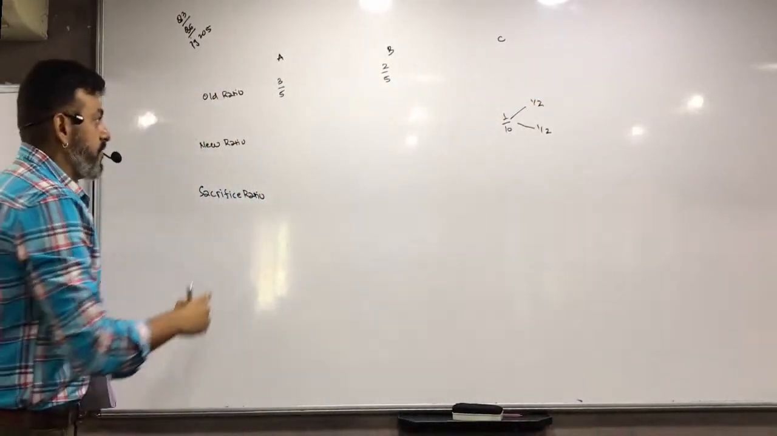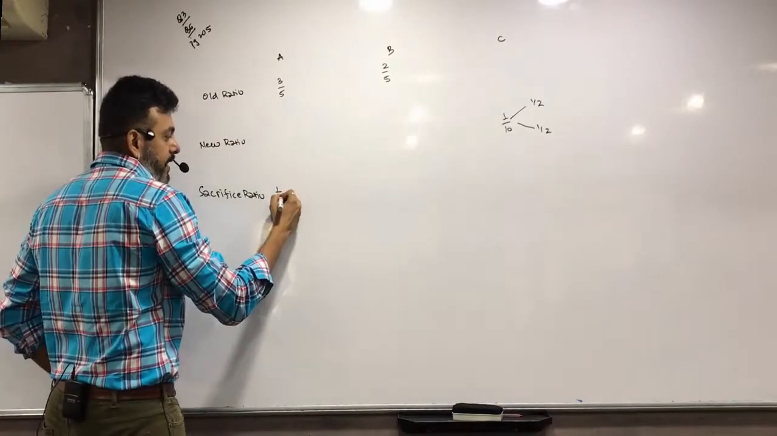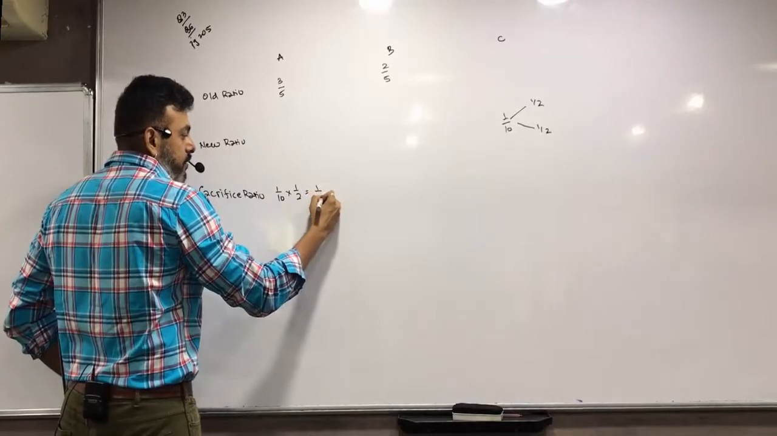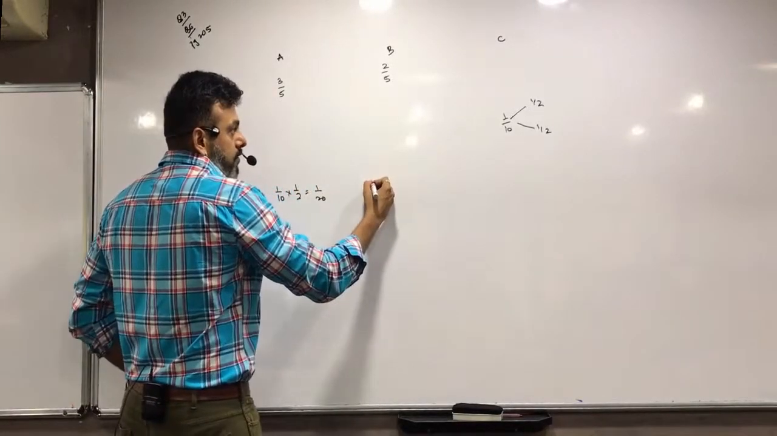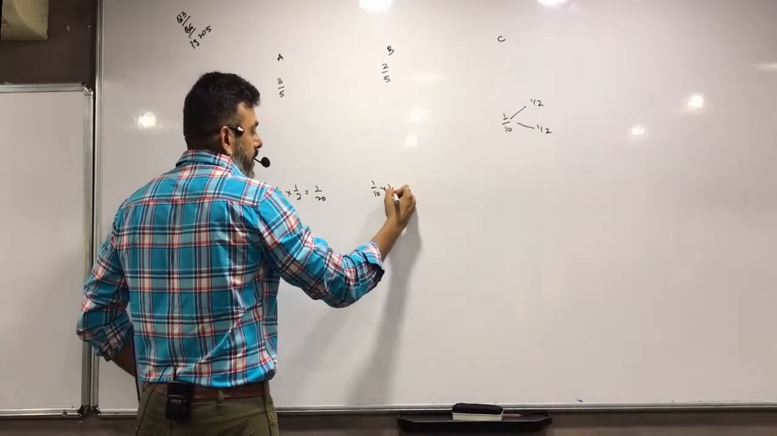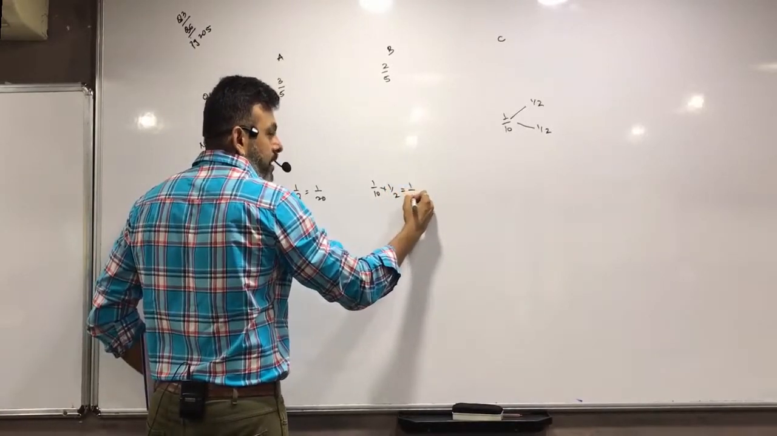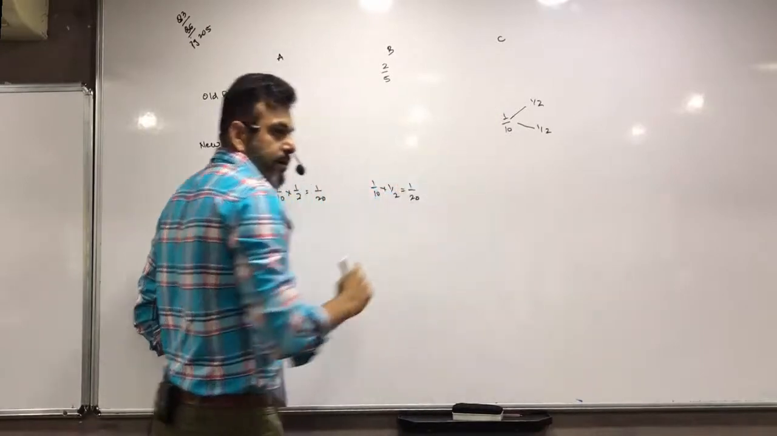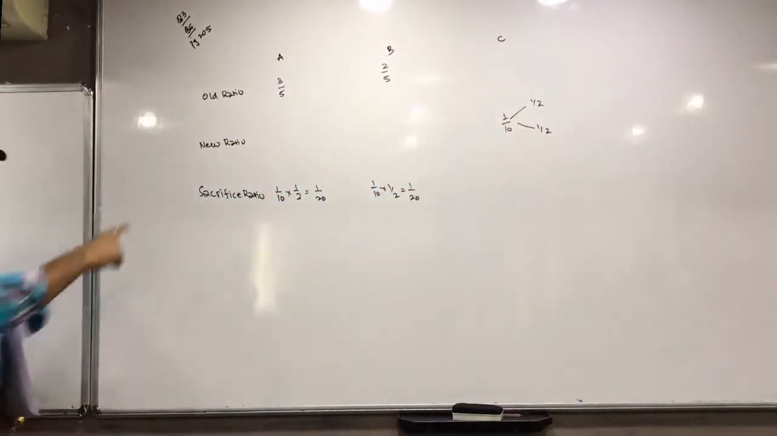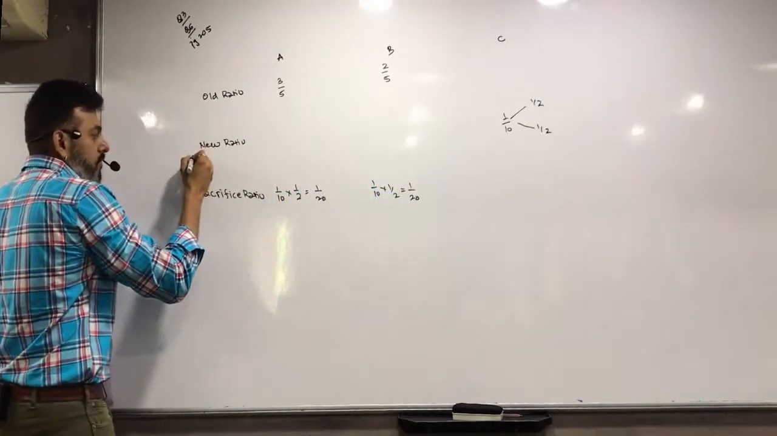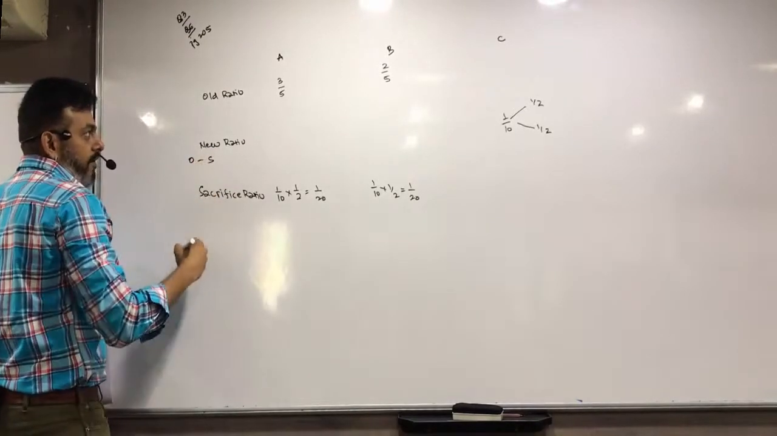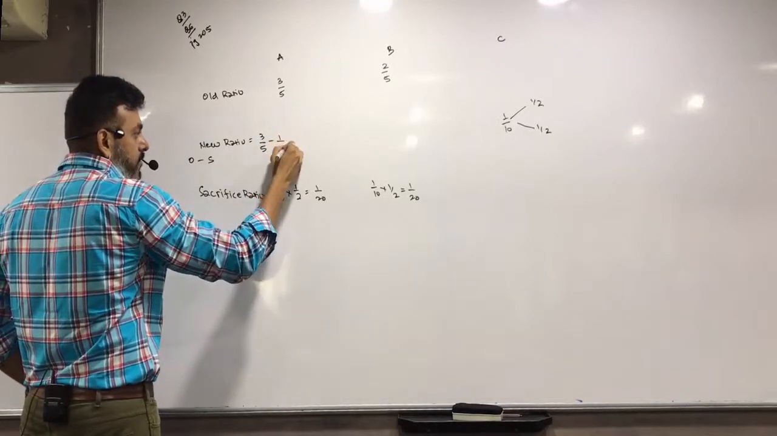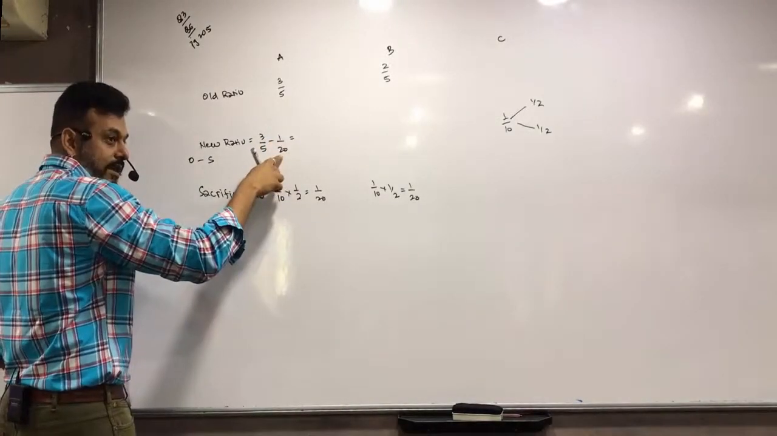So what we do is 1/2. So sacrifice of A is 1/10 into 1/2, which is equal to 1/20, and 1/10 into 1/2, which is equal to 1/20. If we add, it becomes 2/20, which is 1/10. Understood this? Now can you find the new ratio? New ratio is equal to old minus sacrifice.